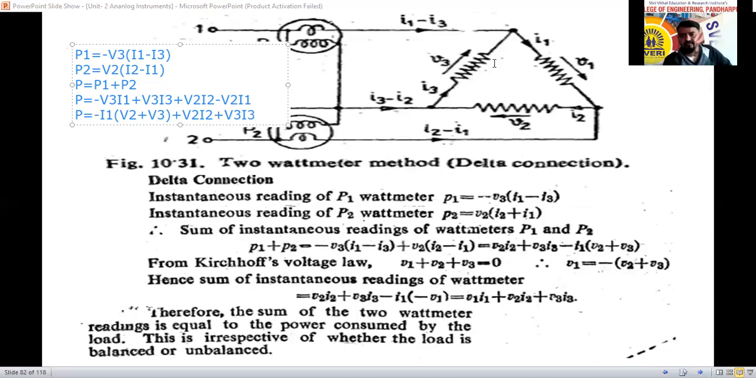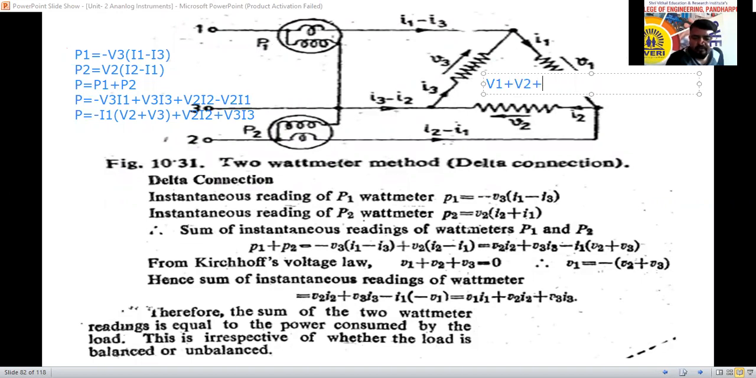Next, consider this balanced delta connection. See, it is a closed conducting path. According to Kirchhoff's voltage law, the algebraic sum of the voltage drops across load 1, load 2 and load 3 is equal to 0. The polarity of V1, V2 and V3 is the same. So V1 plus V2 plus V3 we can write equal to 0.